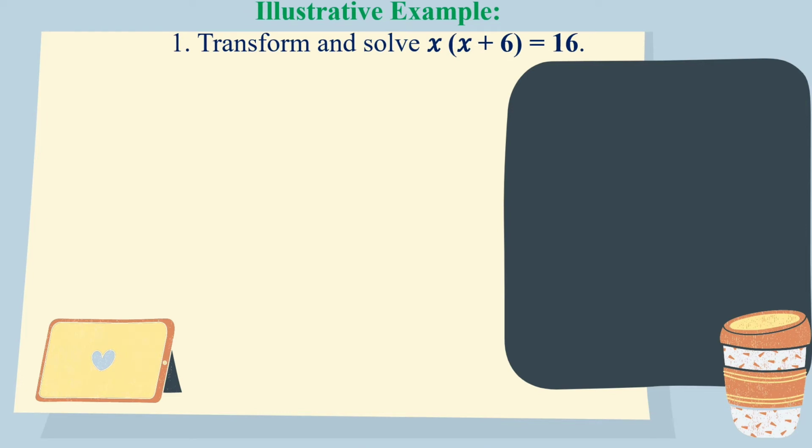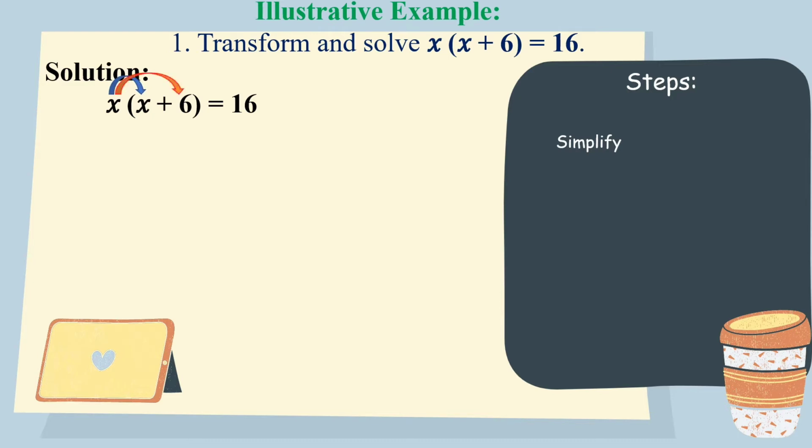For our first example, we have x, quantity x plus 6 is equal to 16. The first thing that we have to do is to distribute x to the terms inside the parentheses. So that would be x times x and x times 6. And that will give us x squared plus 6x is equal to 16.